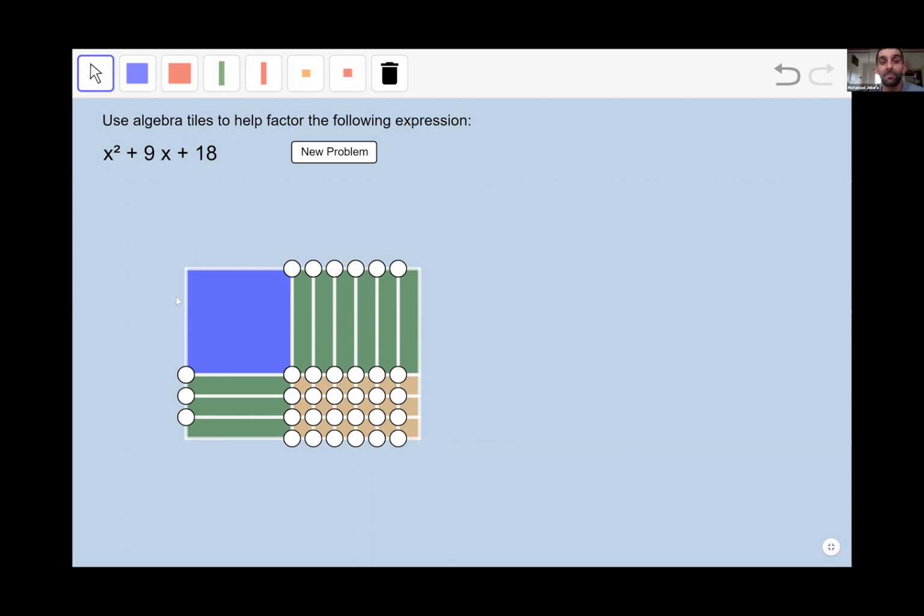So what are the dimensions of this rectangle? Think about the dimensions now. That length is x, the side length of the rectangle. That length here, these are all units, right? So it's 1, 2, 3, 4, 5, 6. So we have x plus 6. And then here we have x plus 3. So the x plus 6 times x plus 3, the total rectangle, is equal to x squared plus 9x plus 18.